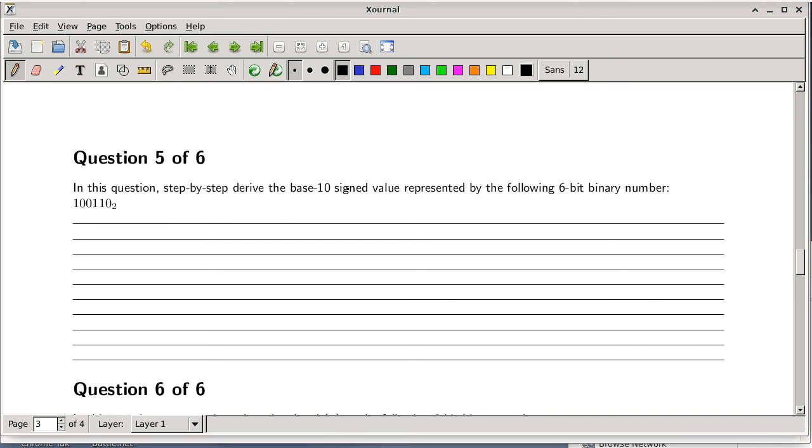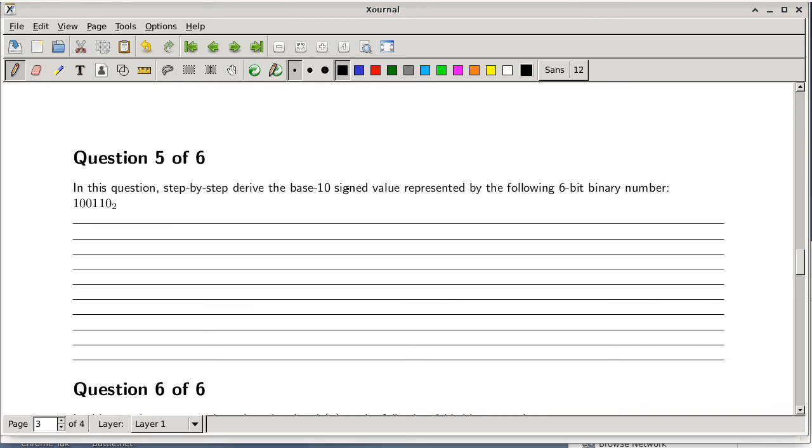It's basically a sigma minus, in this case, x_{n-1} times 2 to the power of n minus 1, where n is the number of bits in the number. That is the equation that I expect people to plug in. This becomes 0 plus 2 plus 4 plus 0 plus 0 minus 1 times 2 to the power of 5, which is 32. So you have 6 minus 32, which is negative 26. So that's one way to do it.